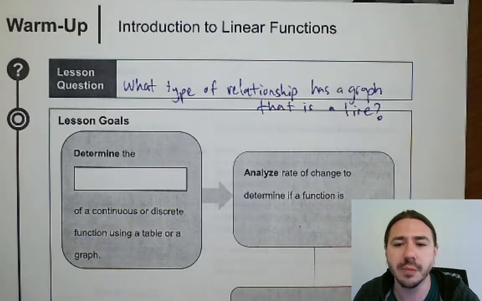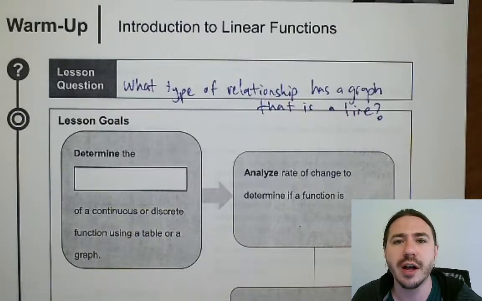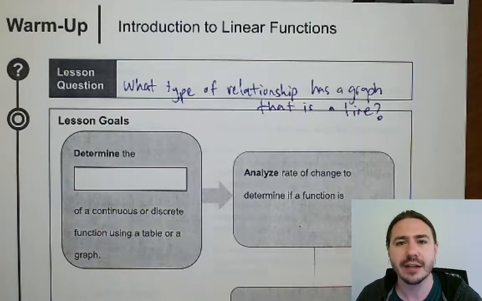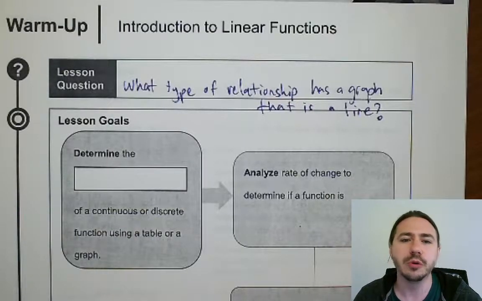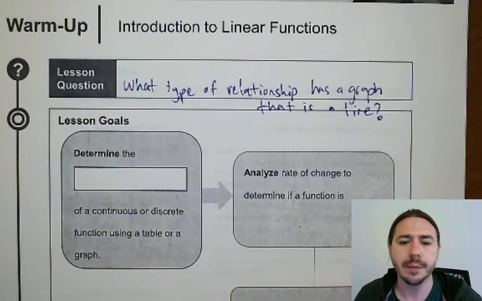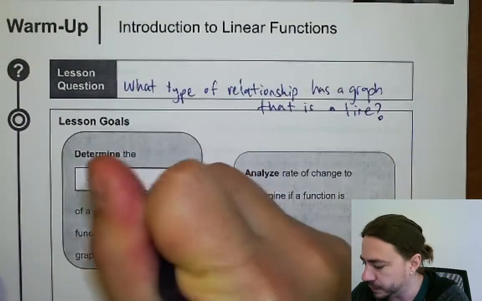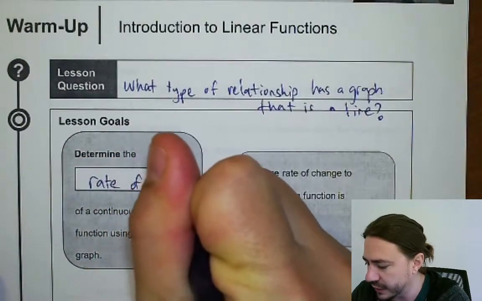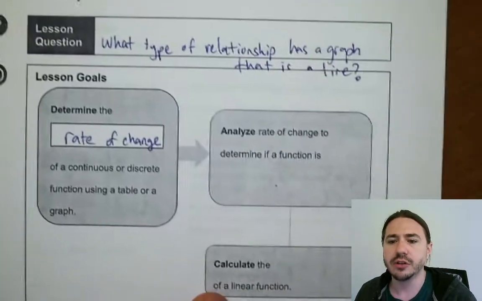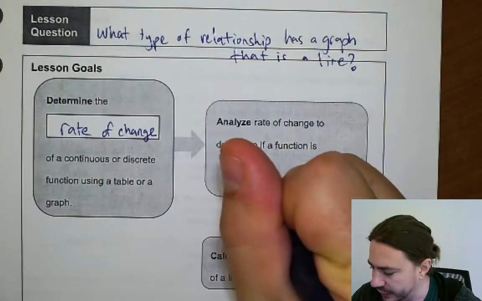In order to determine whether or not a function is linear, we have to determine whether or not the rate of change is in fact constant. I'm using this word rate of change. You may have heard it described as being the slope of a graph in 8th grade. So the first thing we want to do is determine what is the rate of change, and specifically, is it constant? We want to analyze that rate of change to determine if a function is linear.